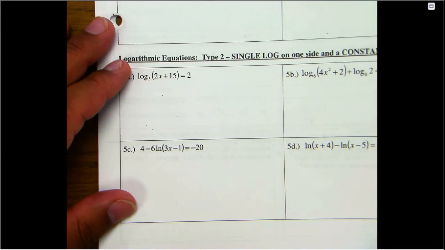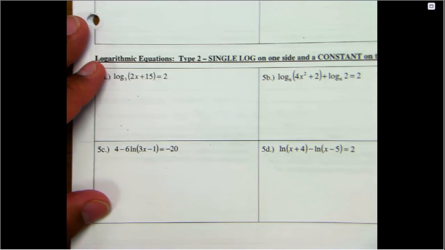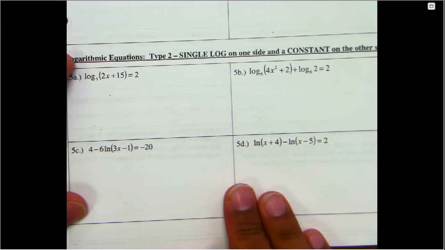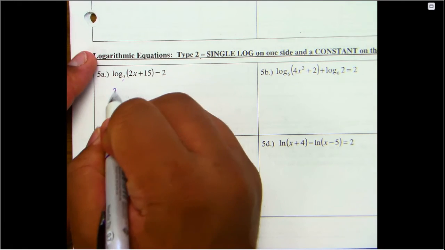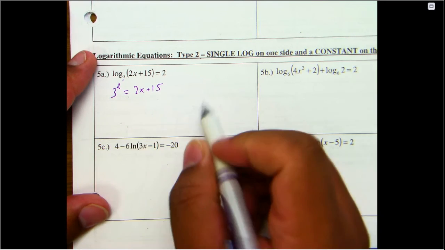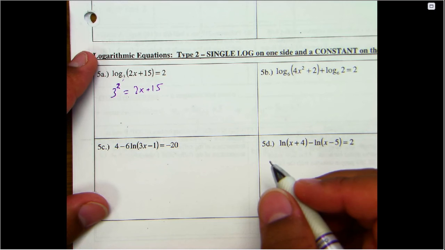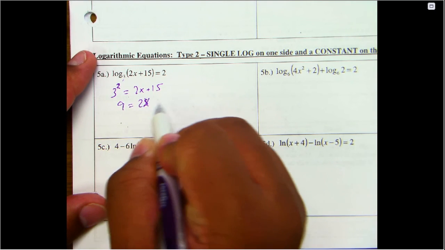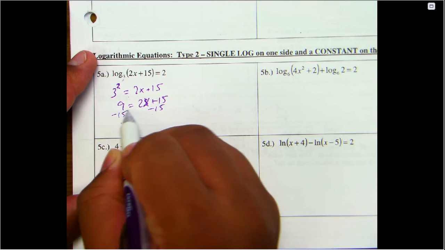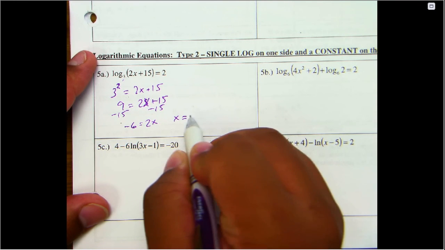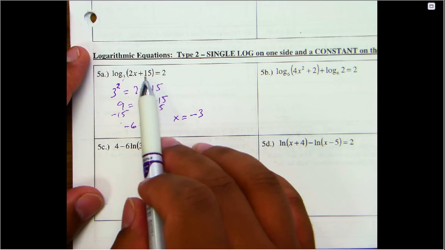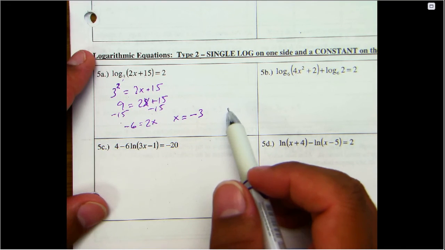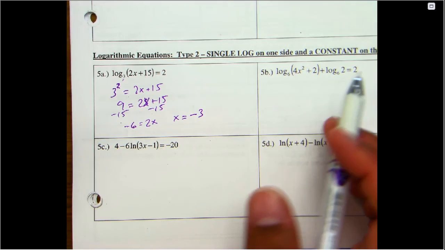Okay. Now, let's move to the bottom part because these are the ones that are more challenging. All right, so when there is a constant on one side and a logarithm on the other side, rewrite it in exponential form. That's the first thing we did on the first day we talked about exponents and logarithms. So 3 to the second equals 2x plus 15 and solve for x. So 9 equals 2x plus 15. Negative 6 equals 2x. So x equals negative 3. And if I plug negative 3 in, negative 6 plus 15 is 9. So that's good. It's positive, so I'm okay.